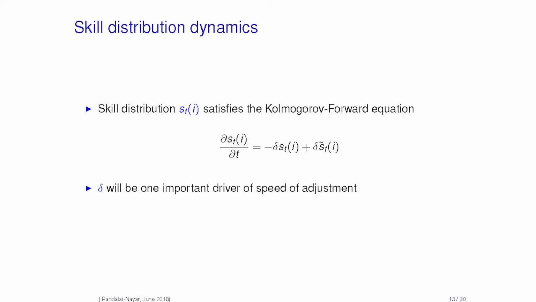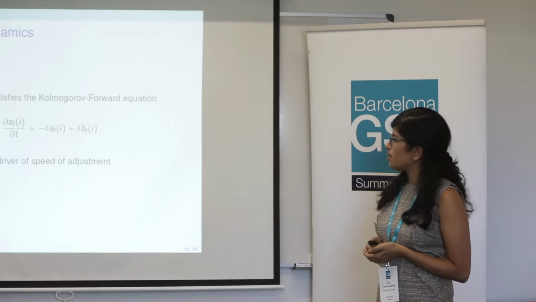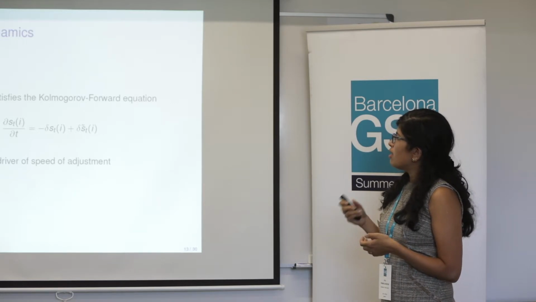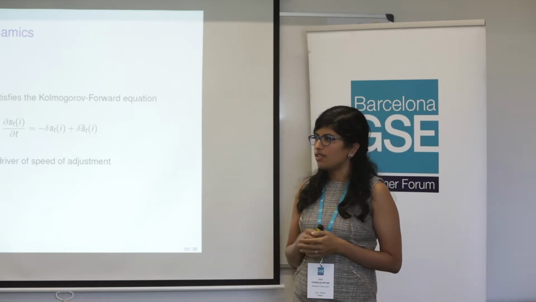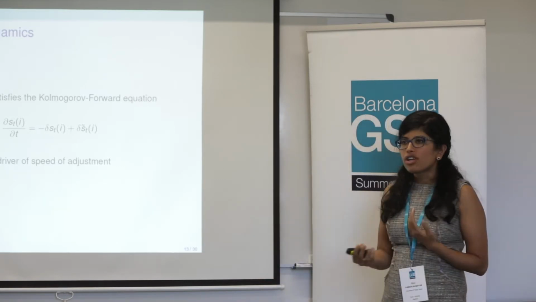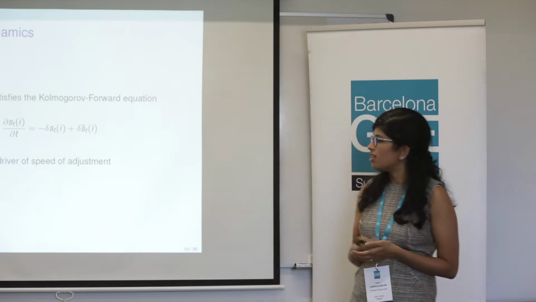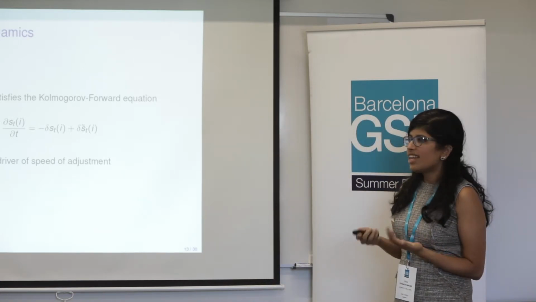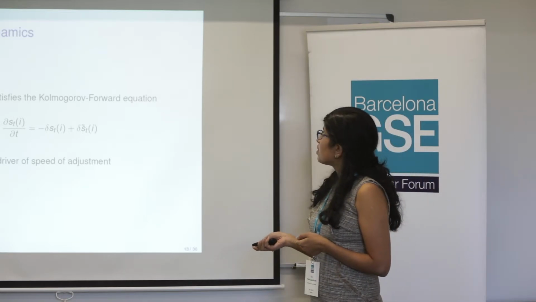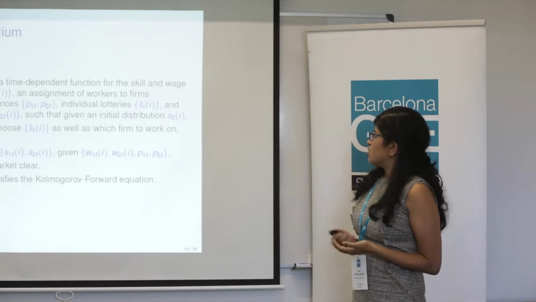So the skill distribution in the economy then satisfies the Kolmogorov forward equation, and that is pretty straightforward. So there's the evolution of the distribution. You lose delta because of the deaths of existing workers, and then that delta are born with the new lottery at that period, time t. Delta is kind of the boring parameter, so that also is going to govern the speed of convergence, how fast new cohorts enter and die. But it's the less interesting parameter that we're going to estimate.